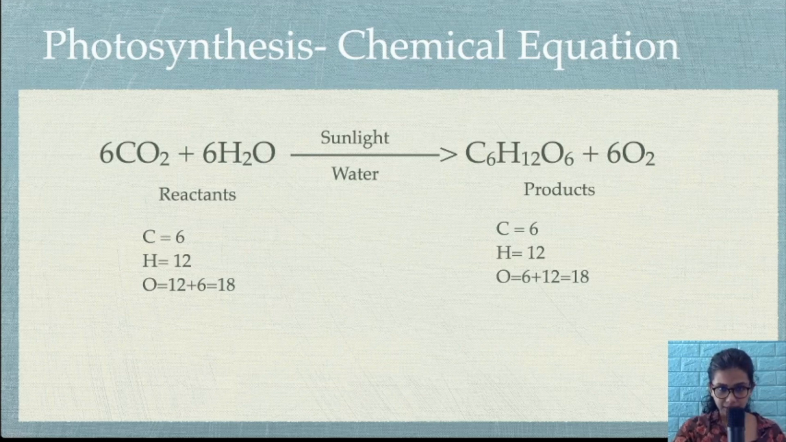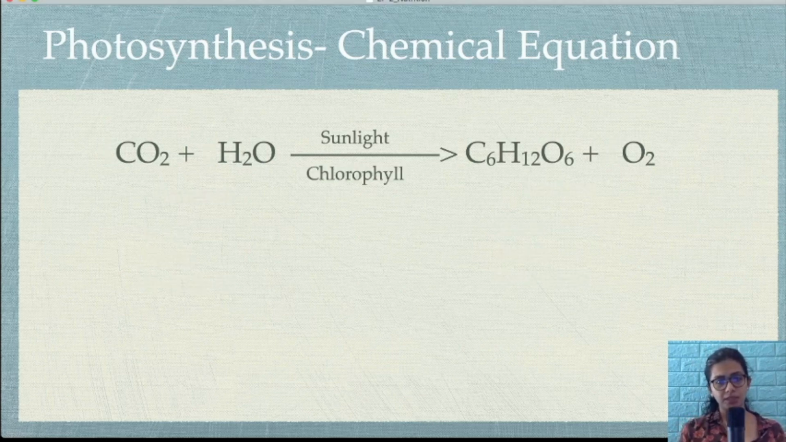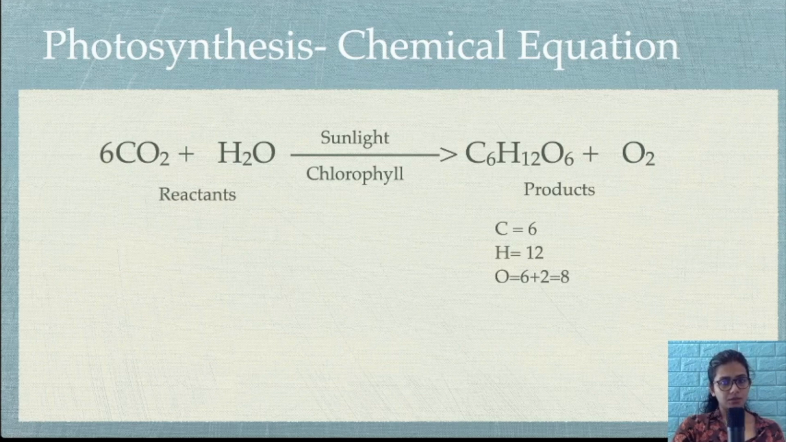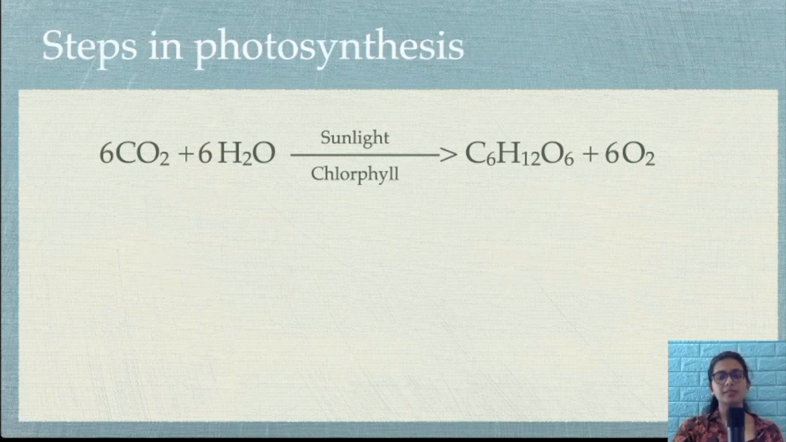Actually, there's a mistake here. It's not supposed to be just water. It's supposed to be chlorophyll. Yes, so earlier there was water written. There's no need to write water because we have already mentioned that in the chemical equation. What needs to be written in this equation is chlorophyll, right? So sunlight and chlorophyll are main components of photosynthesis other than carbon dioxide and water. Yes, this is the final equation for photosynthesis. So this is the chemical equation for photosynthesis and it's a frequently asked question.